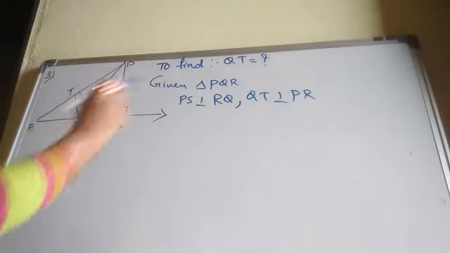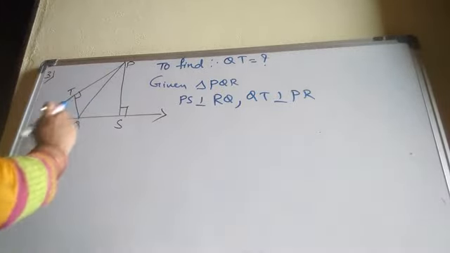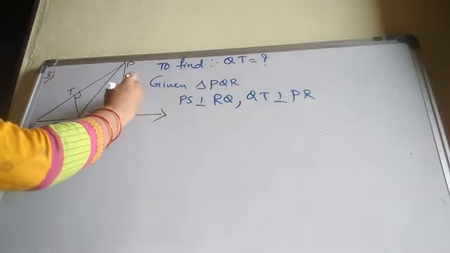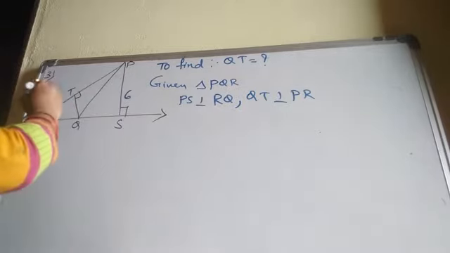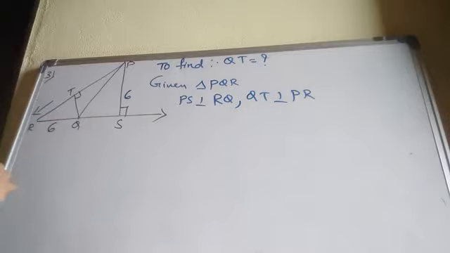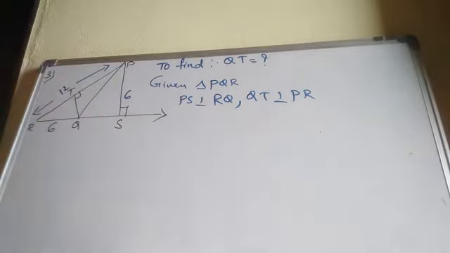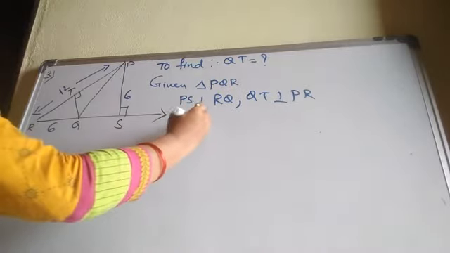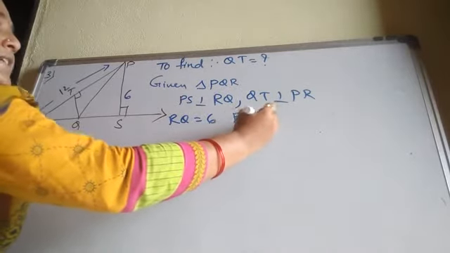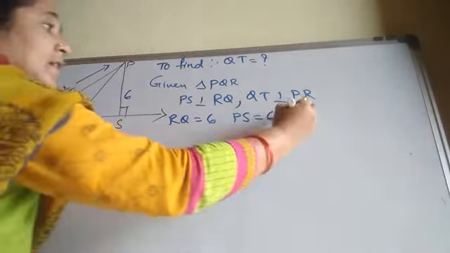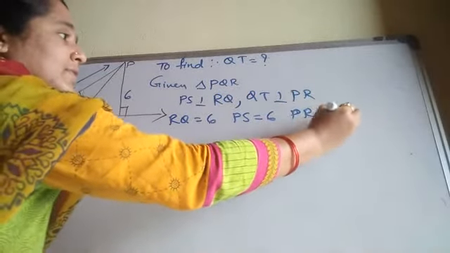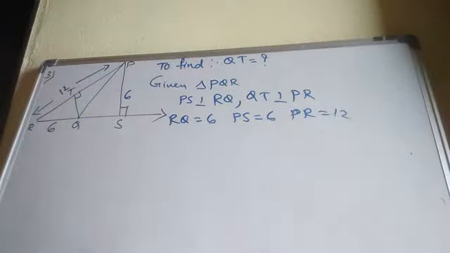Still he has given the values. What are the values? RQ is 6, PS is 6 and PR is 12.5. RQ equal to 6. PS is equal to 6. PR equal to 12.5. Find QT. At the starting I have written QT. Fine.